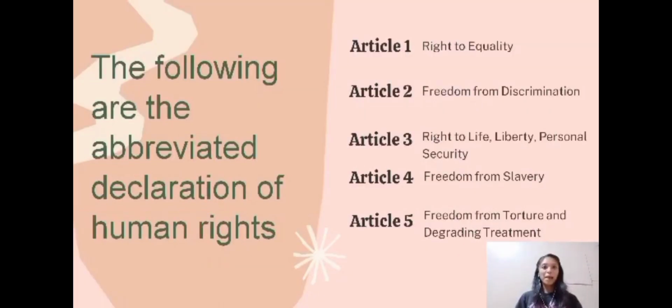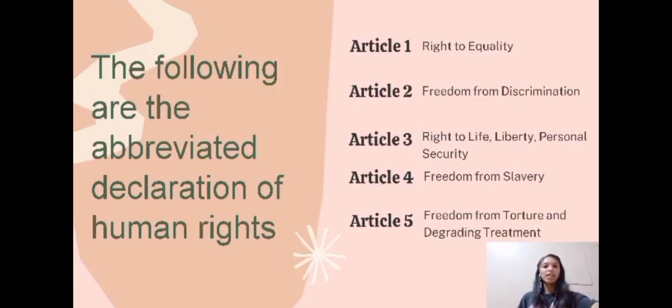The following are the abbreviated Declaration of Human Rights. Article 1. Right to equality. All human beings are born equal and free. Article 2. Freedom from discrimination. It means that everyone is entitled to all the rights and freedoms without distinction of any kind, such as race, color, sex, language, religion, political, and a lot more.